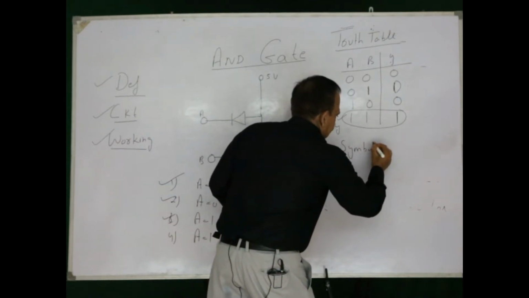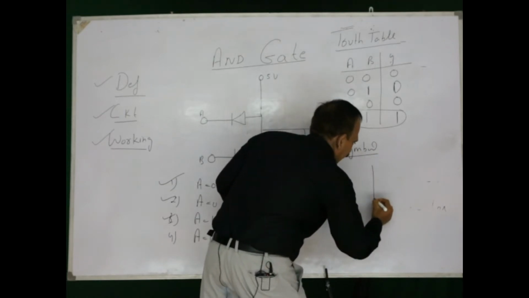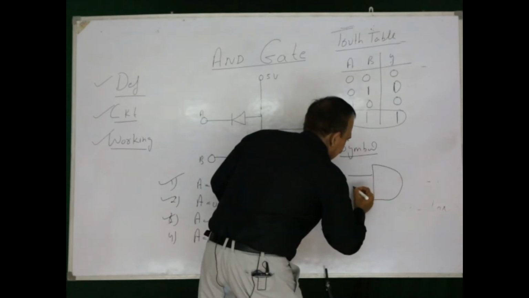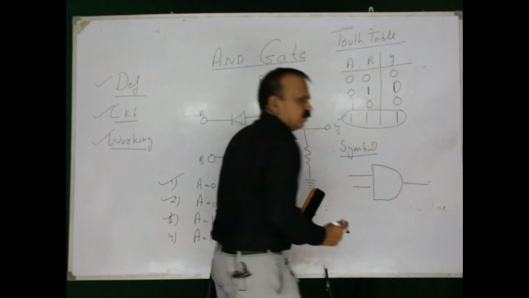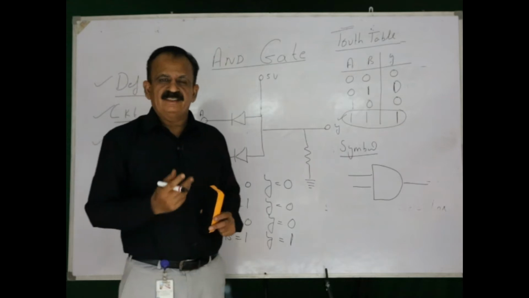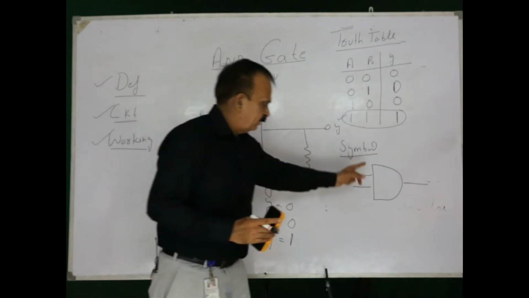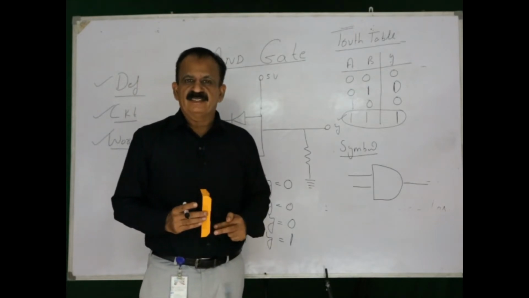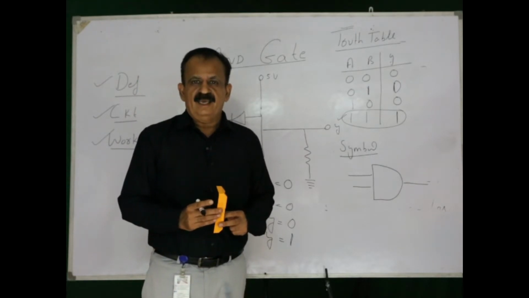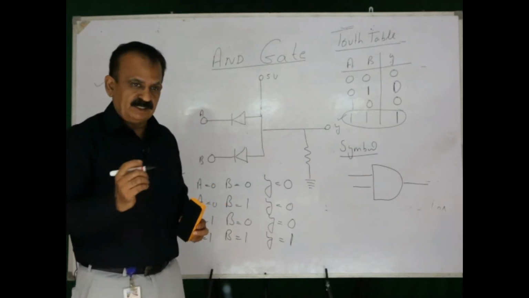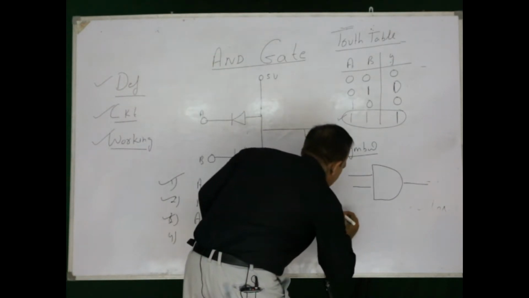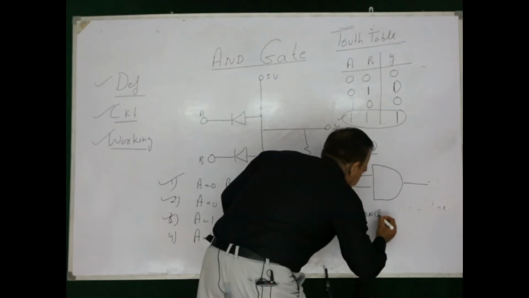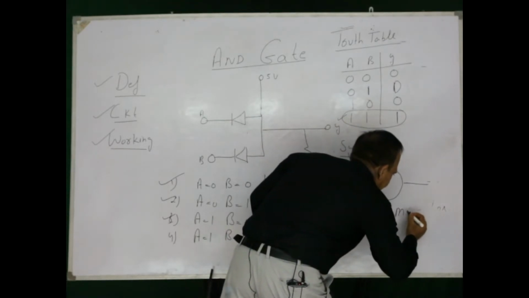Symbol, and the symbol is this one. This symbol is AND gate. This is D, more or less, a straight line and then this semicircle. This symbol represents AND gate, multiplication in Boolean algebra. Significance of AND gate is multiplication.